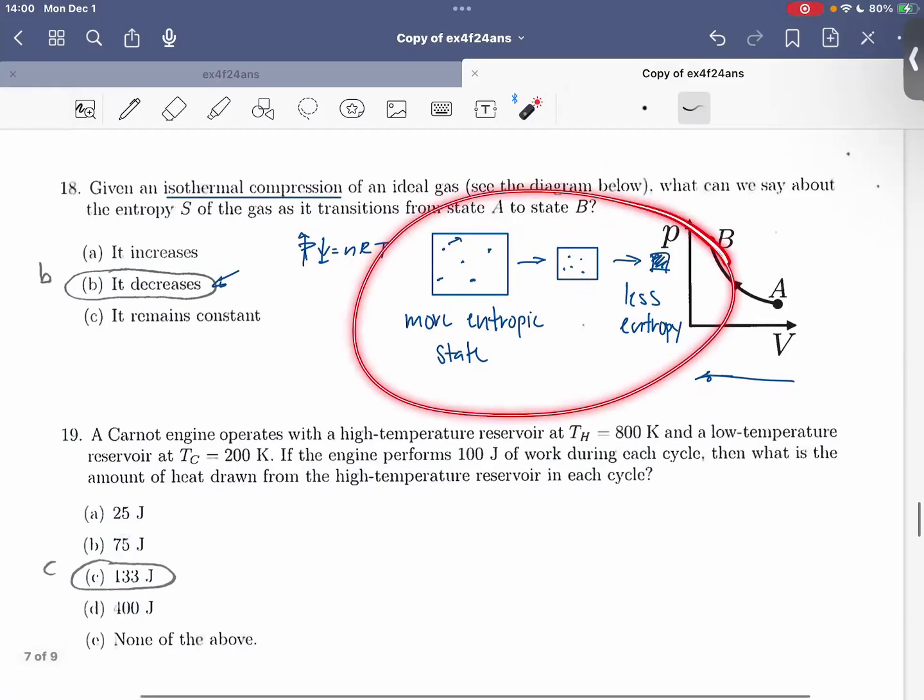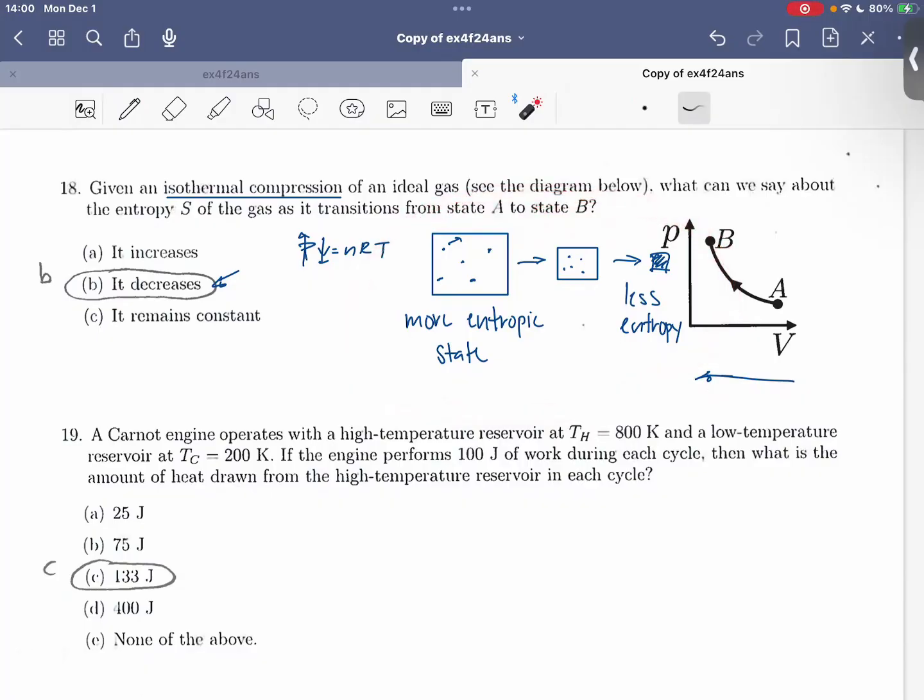But yeah, I think this explanation makes a lot more sense than thinking about it as heat exchange. So that's 18.